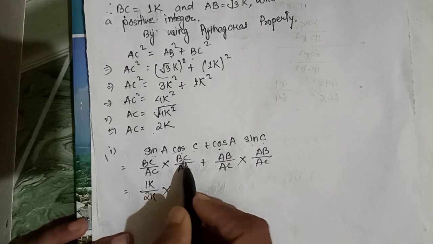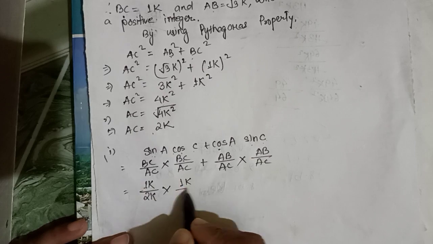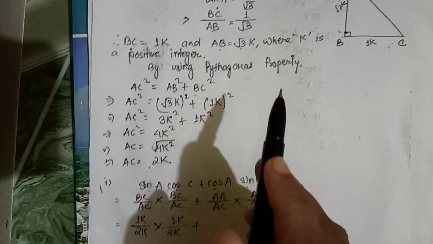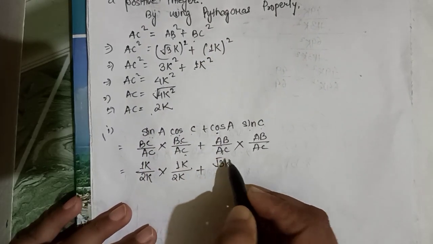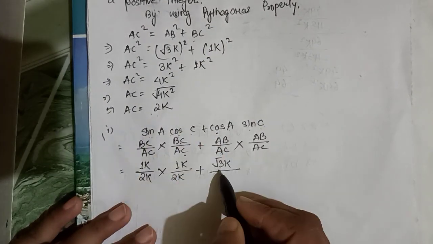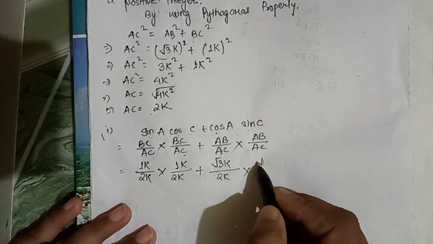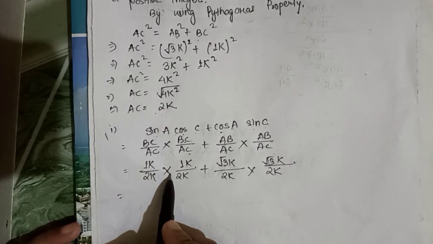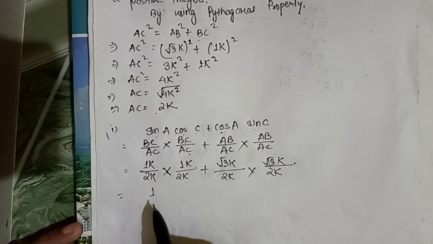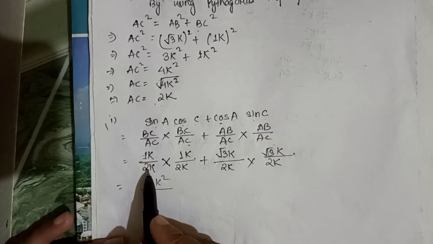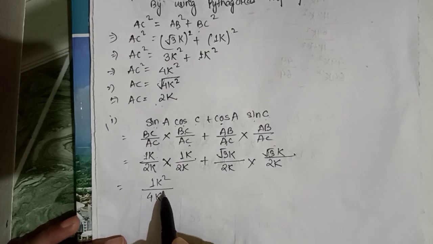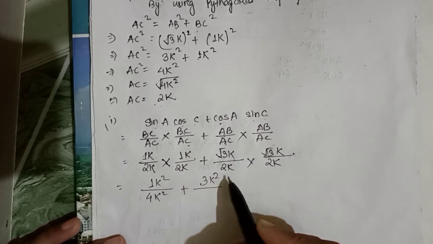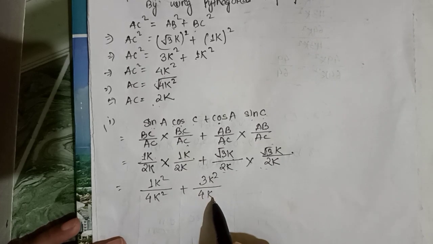Into, again we have BC, it is 1k, AC will be 2k, plus AB, AB is root 3k, AC again is 2k, into AB root 3k, and AC is 2k. So multiplying, 1 into 1 is 1, k into k is k square, divided by 2 into 2 is 4, k into k, k square, plus root 3 into root 3 is 3, k into k is k square, 2 into 2 is 4, k into k is k square.